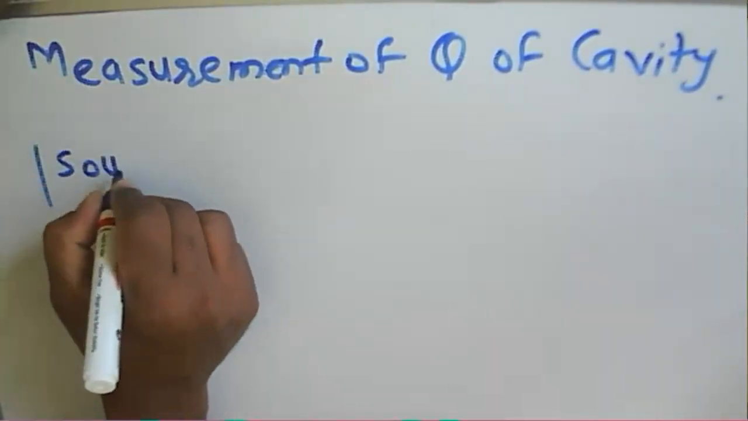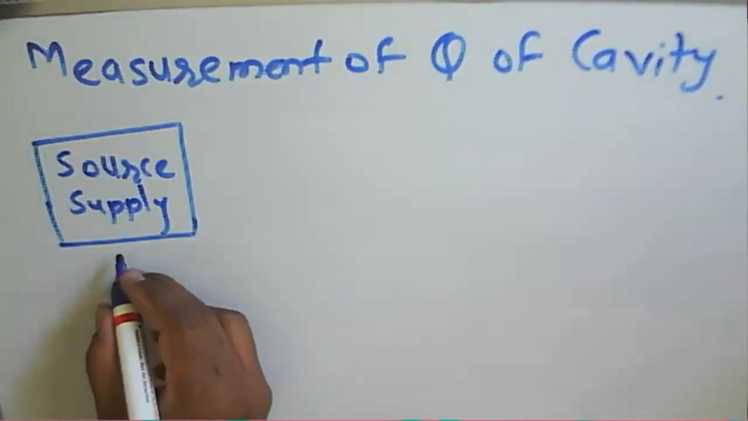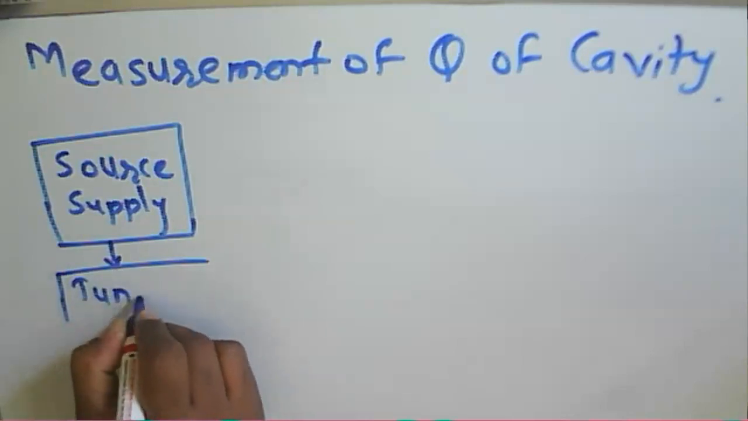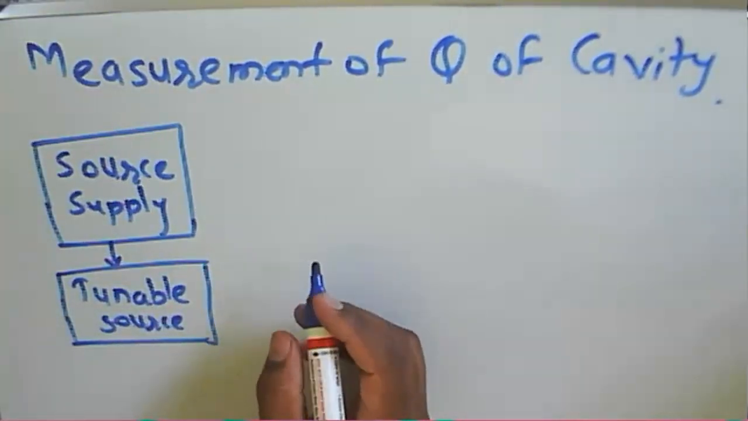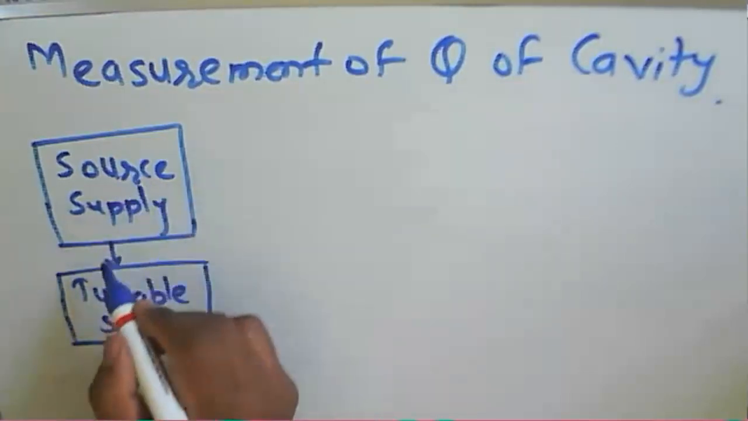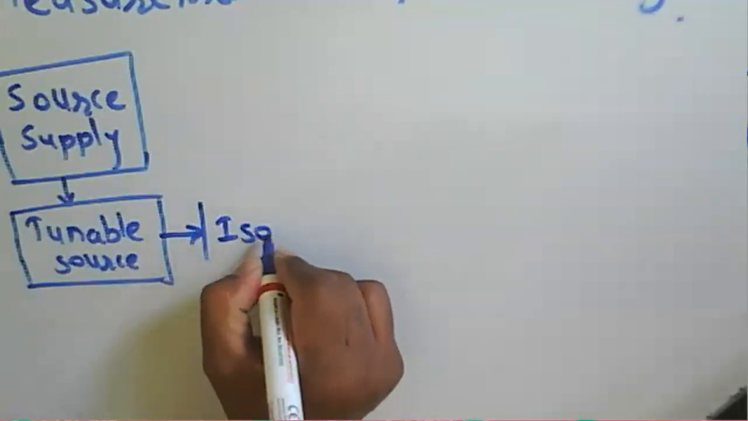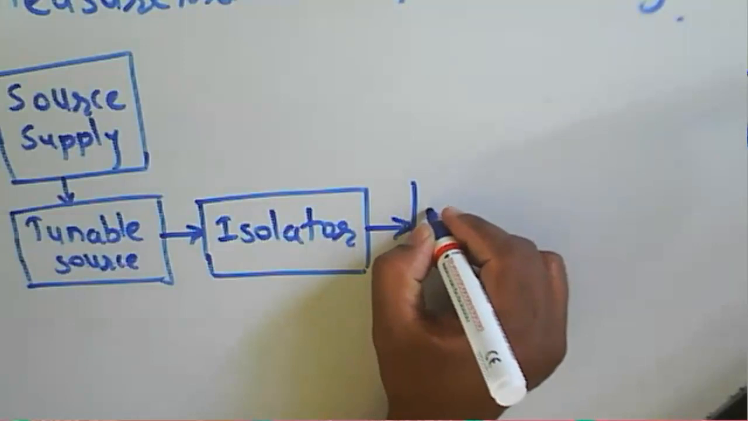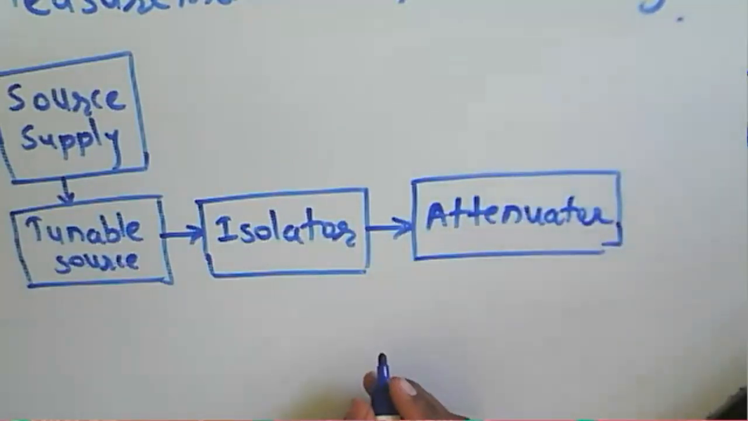One is the source supply. That is one block. Then, a tunable source. Just like if it is an RF source, in that case this is a Klystron power source and then a Klystron supply, a reflex Klystron. Then an isolator. After that, a matched attenuator. After that, the cavity.